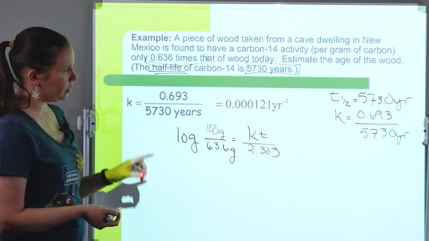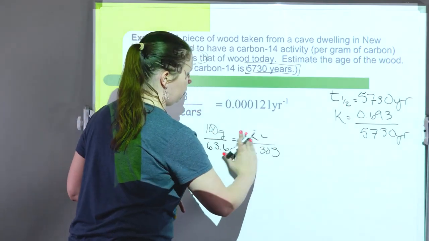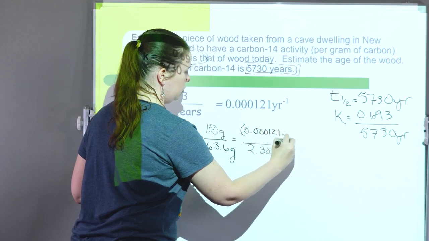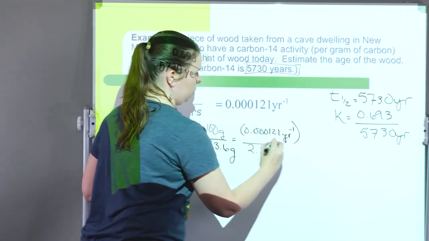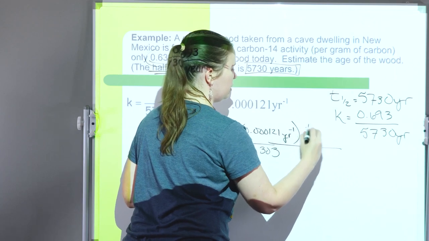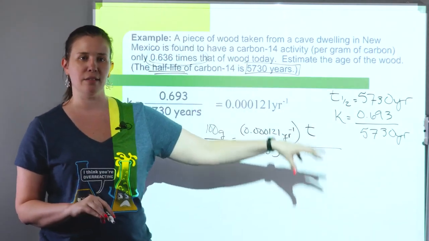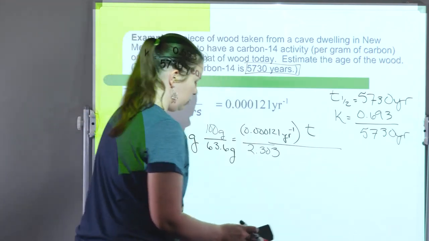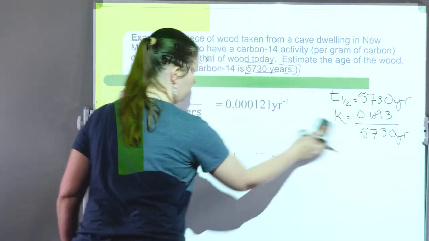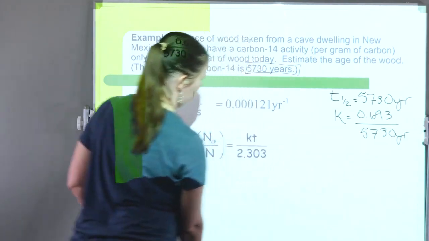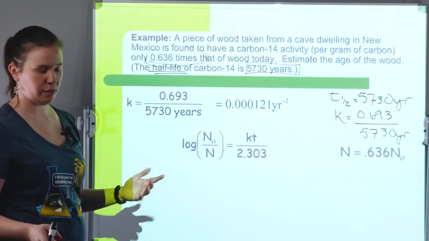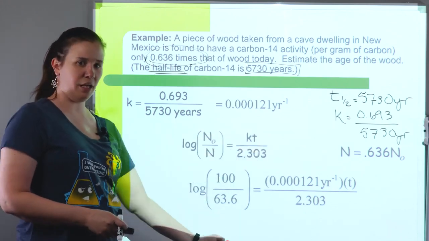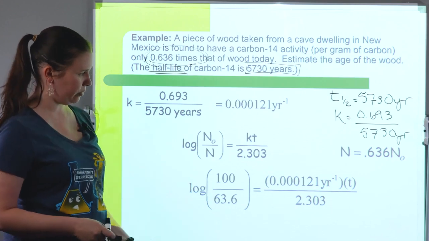Now I'm going to be able to plug in my K over here of 0.000121 inverse years and solve for the time. How long has this decay been occurring based on this ratio? So now it's time for calculator. So notice how they're using the N, same thing. I'm making up that I have 100 to start with, and I end up with 63.6 later.